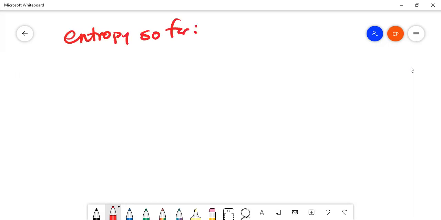Let's pick up where we left off on Thursday. Let's reassess what we know about entropy so far. Okay? The big statement I gave you with respect to entropy is the statement of Boltzmann's equation: that the absolute entropy of a system is given by a constant times the natural log of the number of microstates.